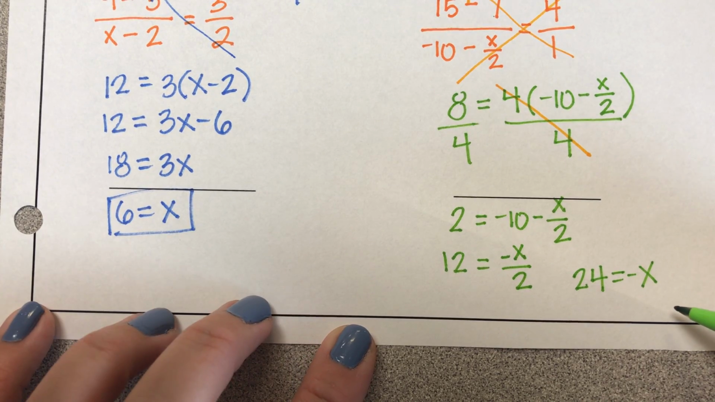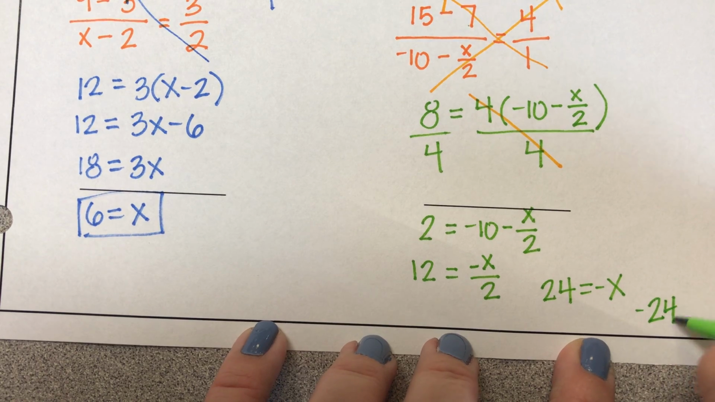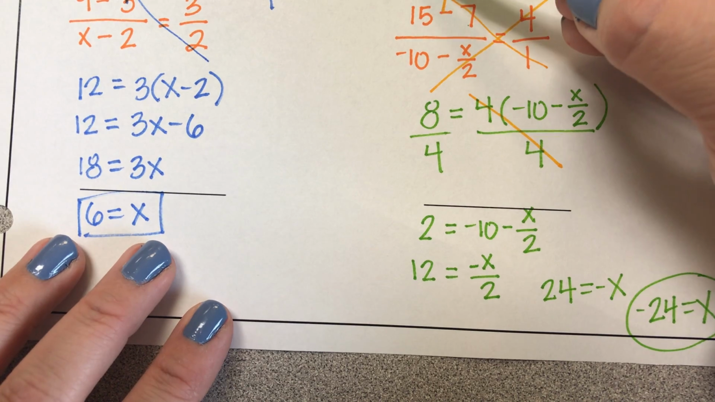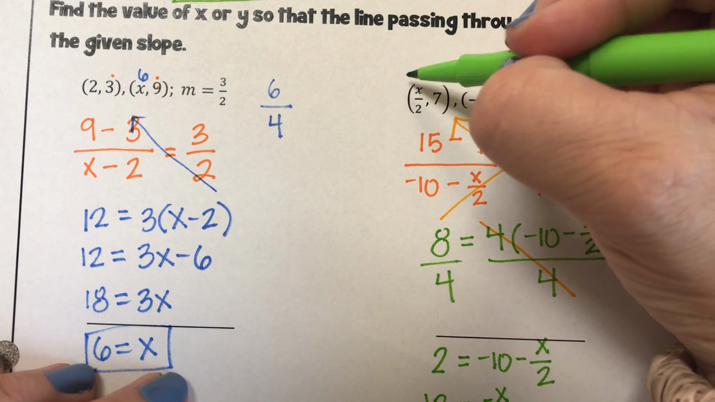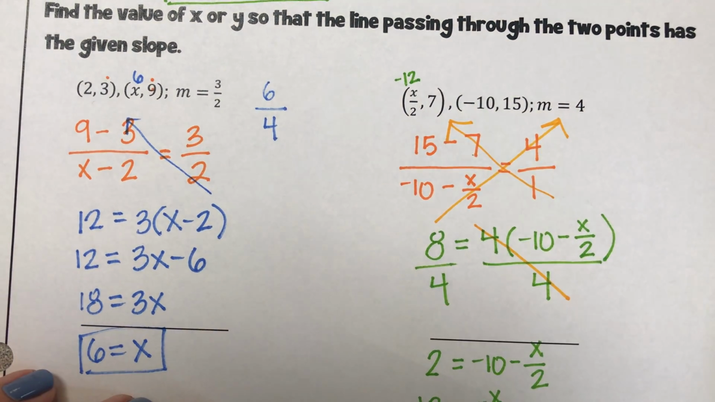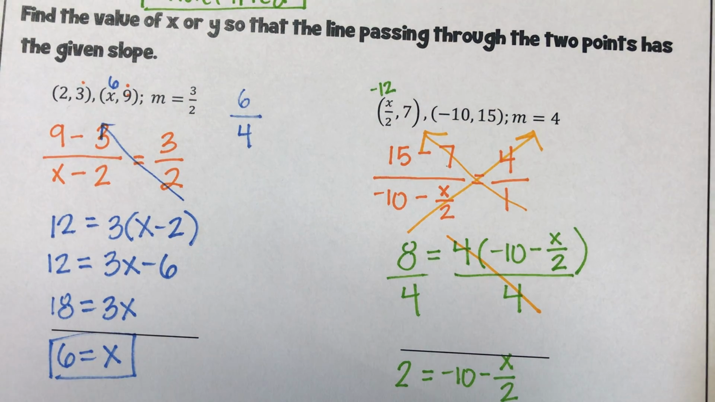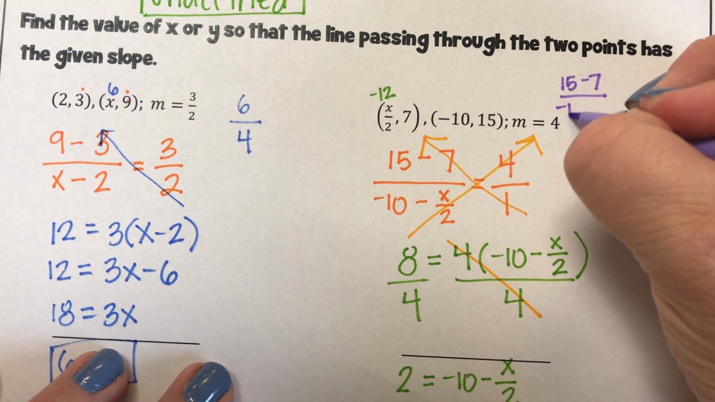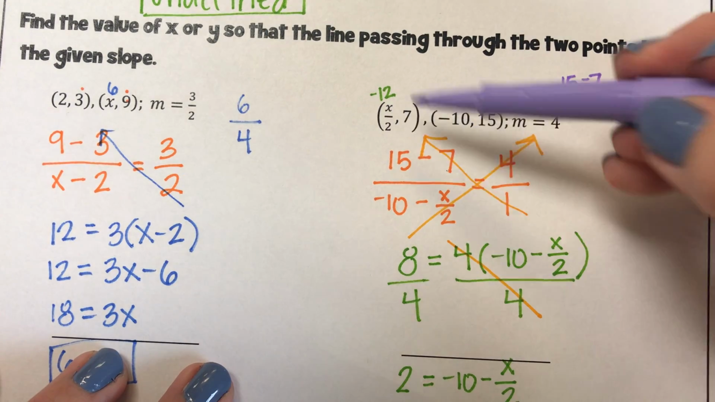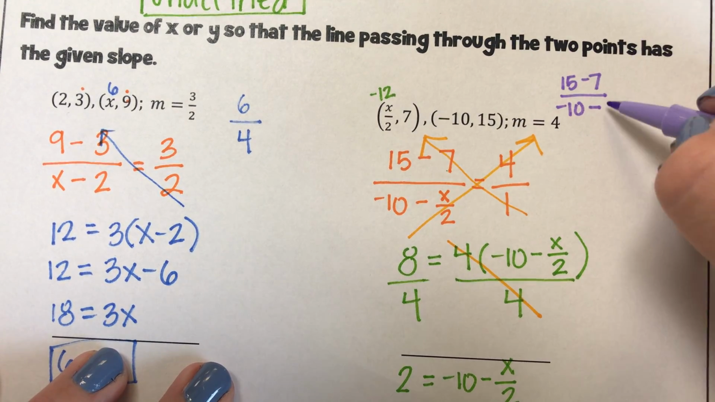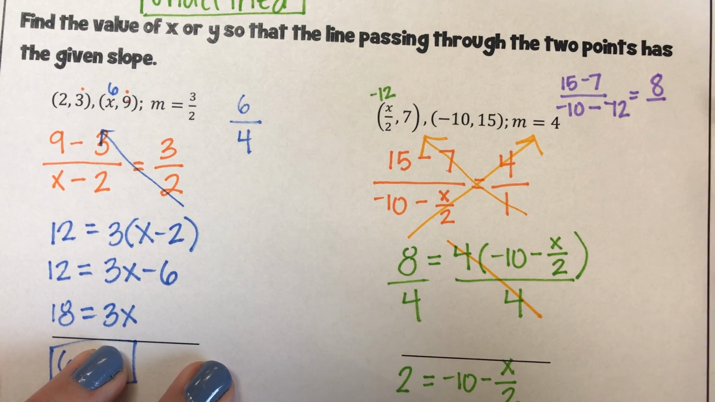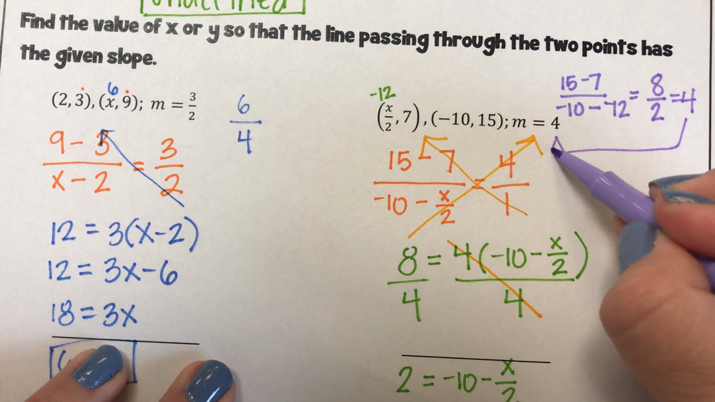So if 24 is -x, then -24 is x. Okay, so let's see. If I plug in negative 24 up here, negative 24 divided by 2 is negative 12. So let's work it out and see if it makes a true statement here. Okay, so y2 minus y1 over x2 minus x1, because negative 24 divided by 2 is negative 12. 15 minus 7 is 8. Negative 10 minus negative 12 is positive 2. 8 over 2 is 4, which is what I wanted.